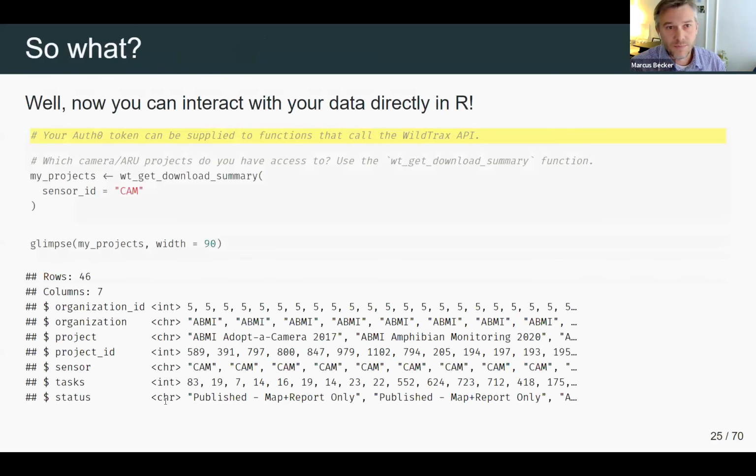The beauty, though, is that you can now use that token to interact with your WildTrax data directly in R. The functions in wildRtrax will take that token and supply it to the WildTrax API, and you can download information directly. So here we have a function called WT_get_download_summary. All you have to do is supply the sensor that you're interested in, whether that be ARU or CAM or point count, and you'll get back a nice tidy data frame of all the different projects that you have access to.